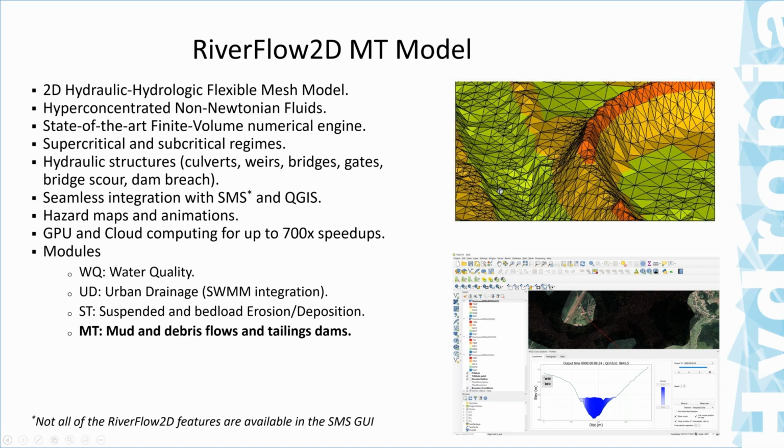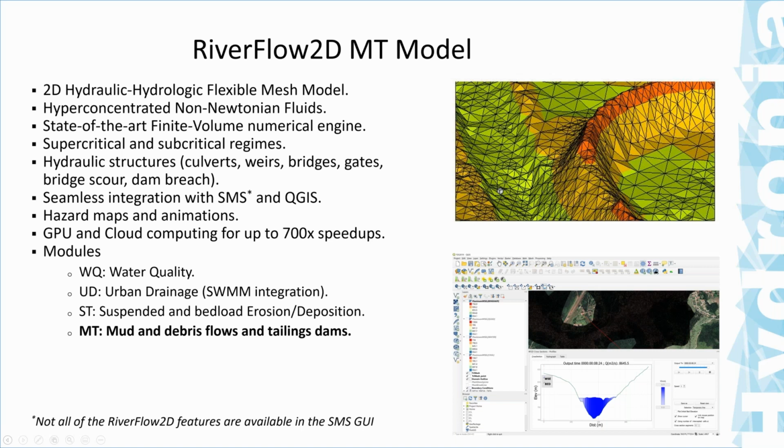The model can generate hazard maps and also animations of all the variables that it solves for. It's high performance because it can solve the equations in the GPU, graphic processing unit hardware, and also in cloud computing. And our tests indicate that for hydrodynamic computations, we can expect speed-ups of up to 700 times faster than the non-parallelized version of the model.